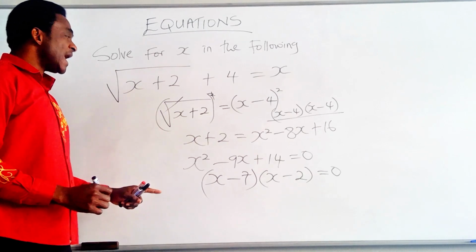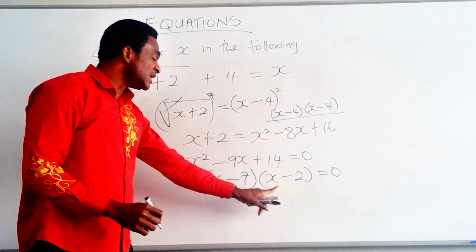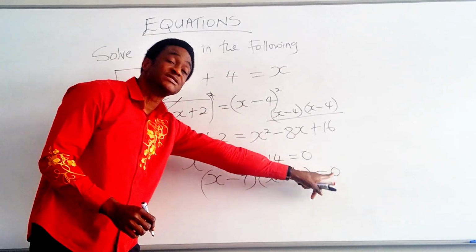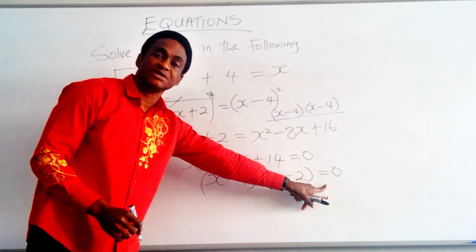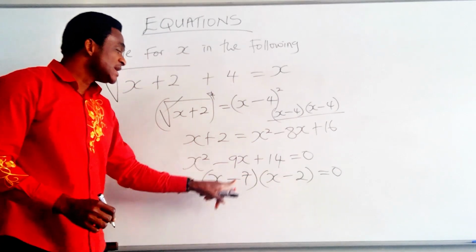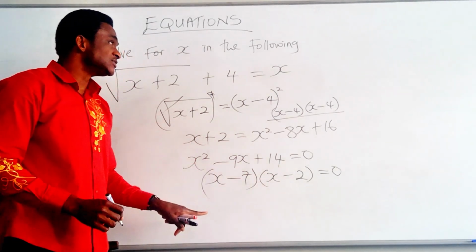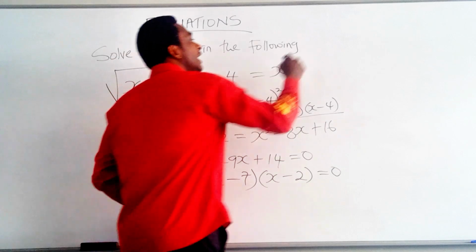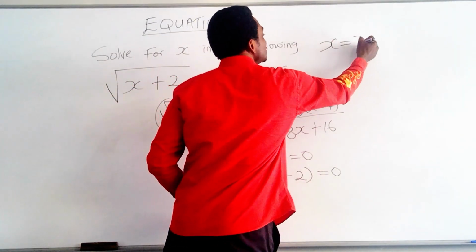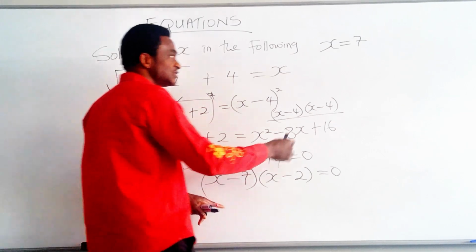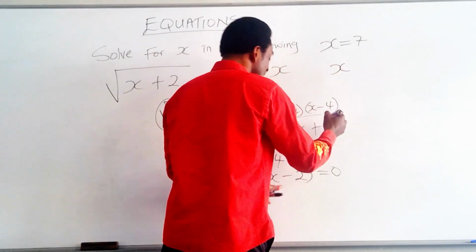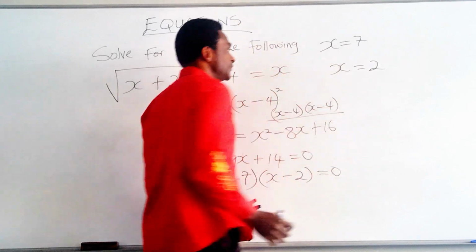So with this, I can say this is a product of factors, and it is equated to 0. Product of factors equated to 0. Now, if I equate individual brackets to 0, I will have x equals 7, because x minus 7 equals 0, x equals 7, and I will also have x equals 2.